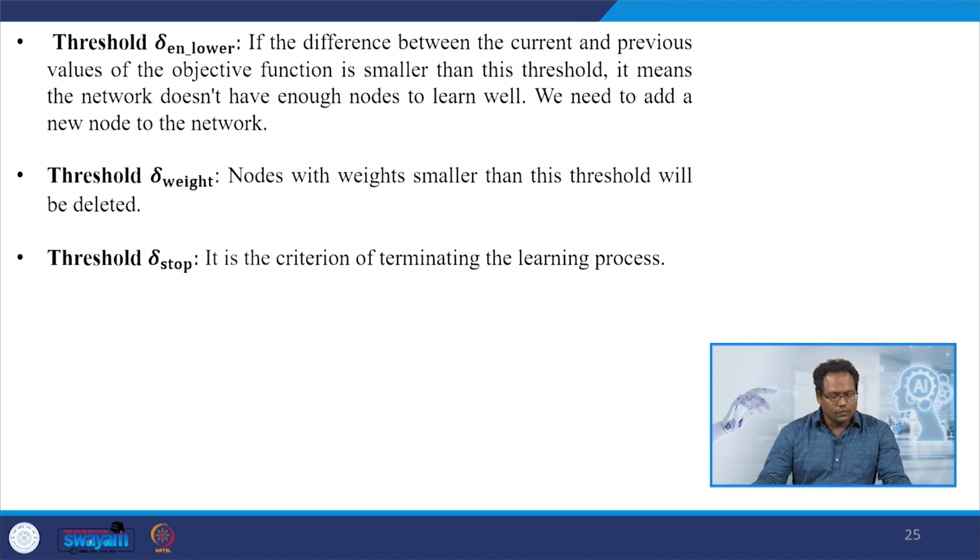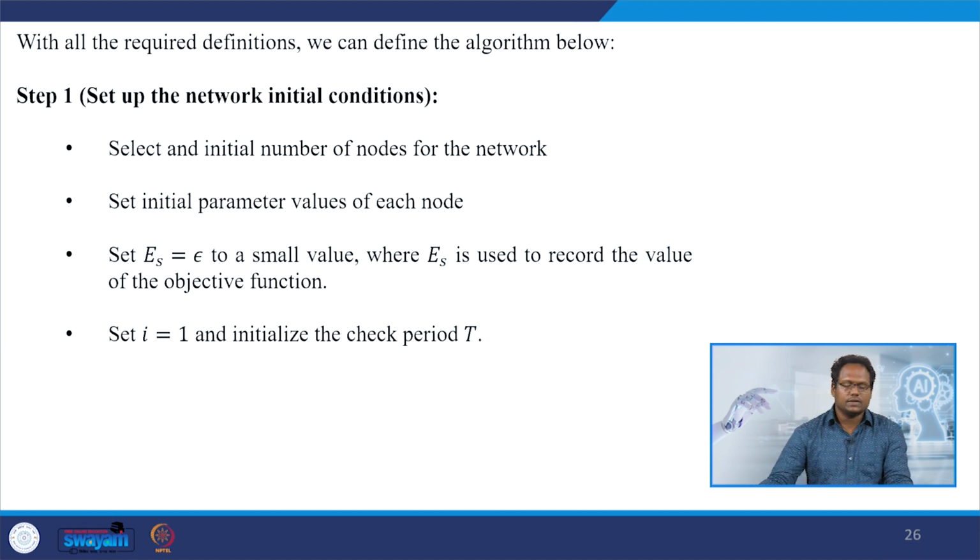Again, threshold weight, delta weight: nodes with weight smaller than this threshold will be deleted. And finally, we have a threshold delta stop, which means to terminate the training process. With all these required definitions, we can define the algorithm as shown below.